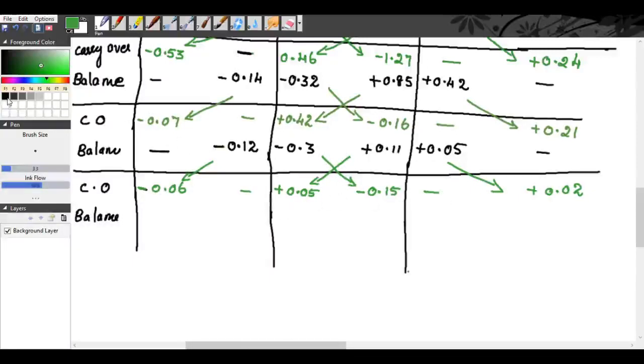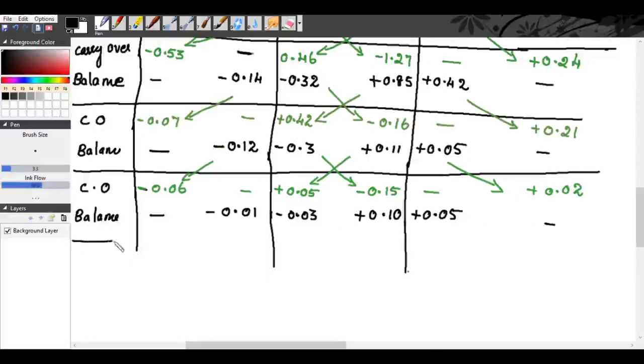So it is plus 0.01. So here it is minus 0.01 for balancing. And plus 0.05 multiplied by 12 by 17 we get plus 0.03. So here it is minus 0.03. Now at the joint C it is minus 0.15 multiplied by 2 by 3 we get minus 0.1. So balancing is plus 0.10. Now minus 0.15 multiplied by 1 by 3 we get minus 0.05. So it is plus 0.05.